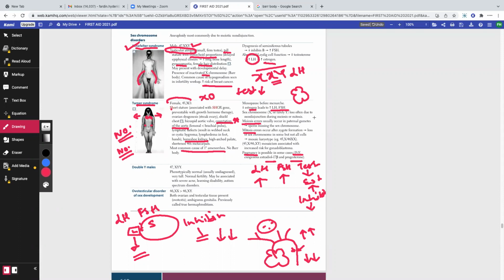there is any problem with the division of the cells, and let's say one cell has one X chromosome and another cell has two X chromosomes, then that can result in that paternal gamete fertilizing the ovum, resulting in Turner syndrome. And mitosis error occurs after the zygote formation, with loss of a sex chromosome in some cells, but not all cells, which is known as a mosaic karyotype.